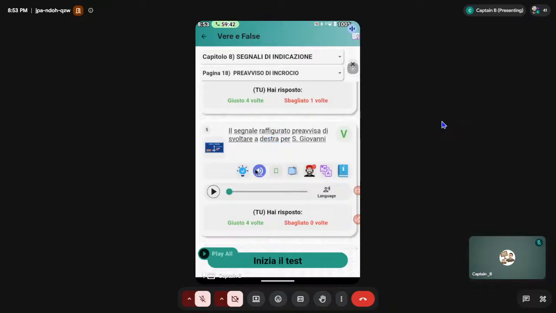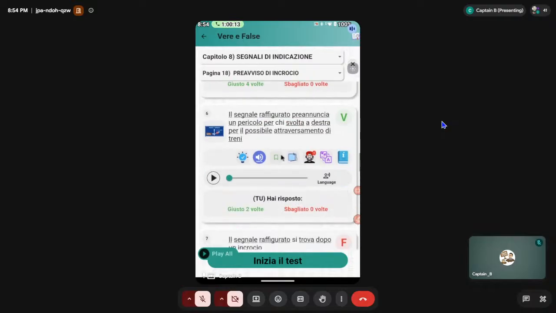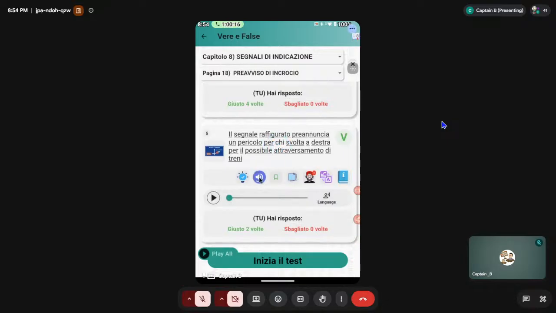Number 5. Il segnale raffigurato preavvisa di svoltare a destra per San Giovanni. Where can you turn to? When you turn to your right, that's when you get to San Giovanni. You can zoom your screen and also see it there. As you get to San Giovanni, you must turn to your right hand side. Yes, and the answer is what, guys? È vero.